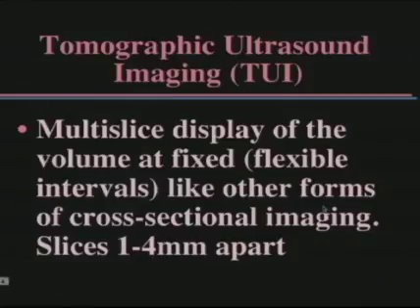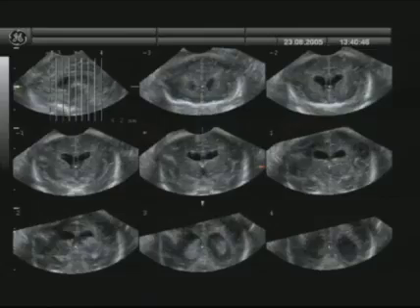Going on to the last type of imaging technique that I want to talk about, and this is actually one of the most important ones, is the tomographic ultrasound imaging, TUI, and it's multiple slices that are all parallel to each other, very much like a CT or an MR. You can set the distance between the slices to be 1, 2, 3, or 4 millimeters apart, depending on your subject or what you want to do. But basically here is a fetus that has mild hydronephrosis.